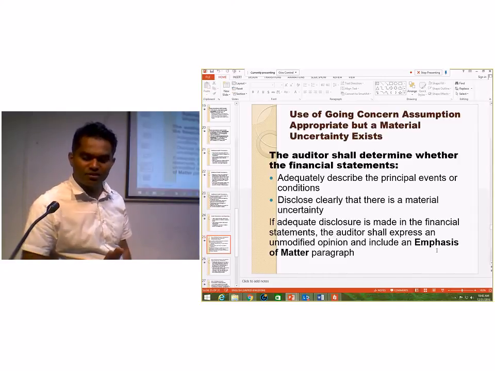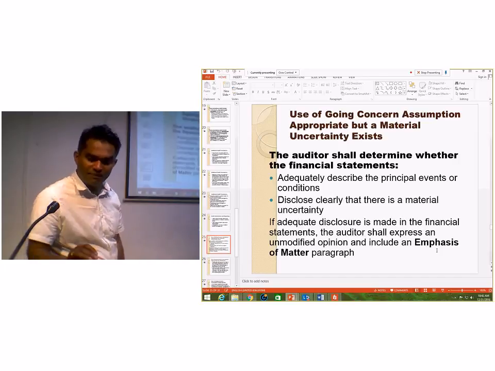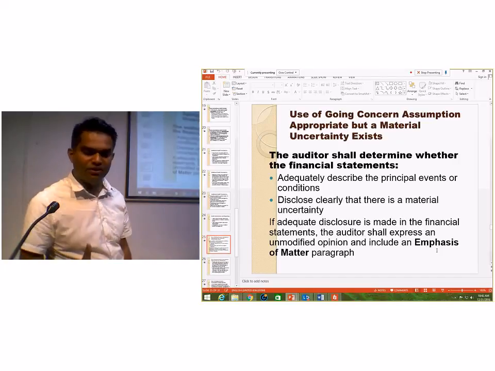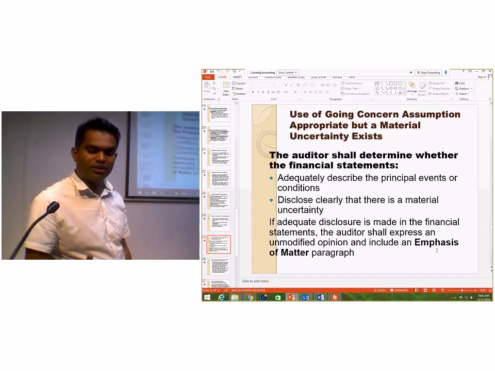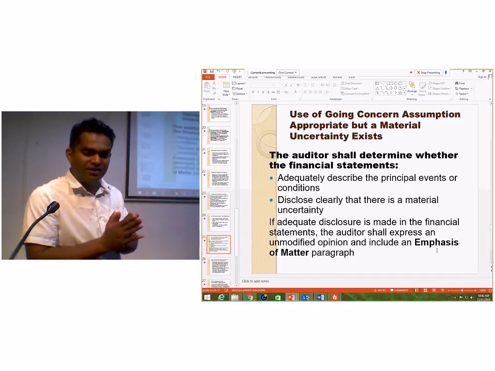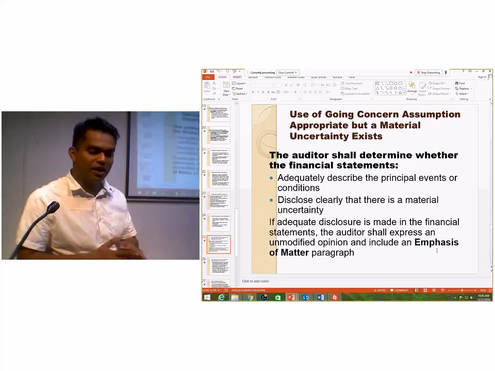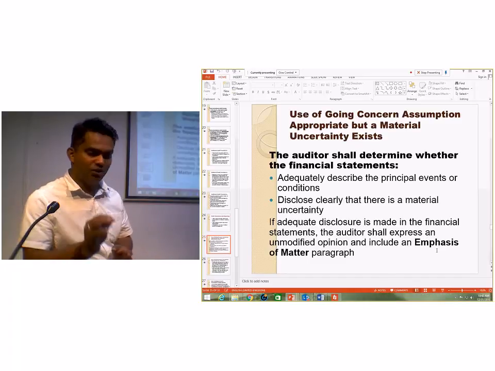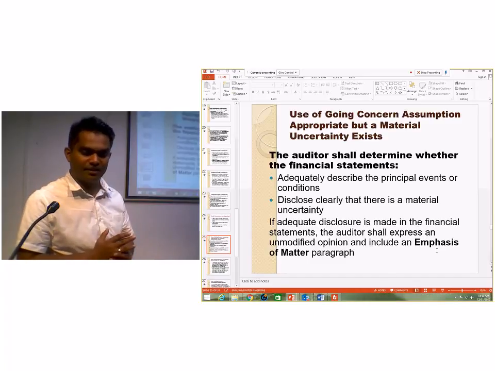That is only an emphasis of matter, no change in the audit opinion. The simple idea is, while you are referring to the audited financial statements, this type of issue is there, and you should look into that as well when you are making your decisions. That is the simple idea on emphasis of matter. Make sure that there is no modification in your audit opinion. That is an unmodified opinion.